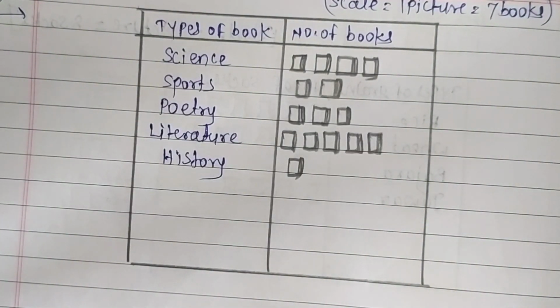So this is our problem set 52. Hope you understand. Take various type of questions at your own choice and draw such type of pictographs.